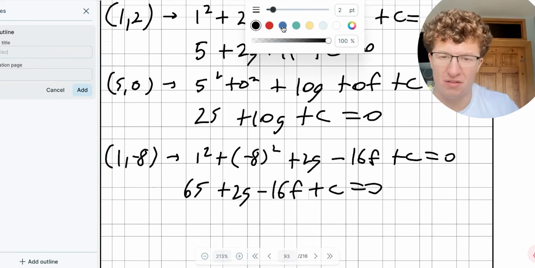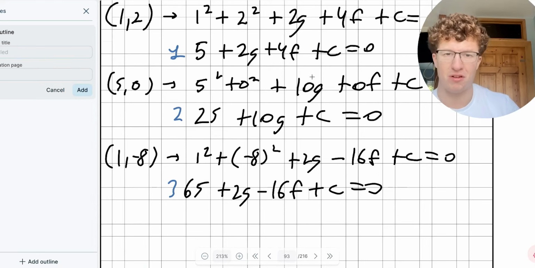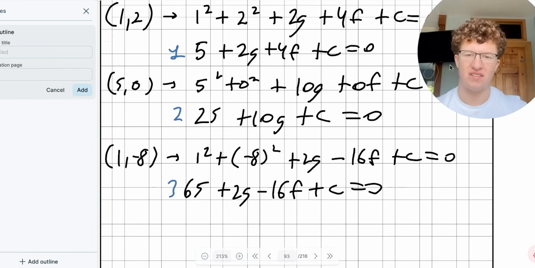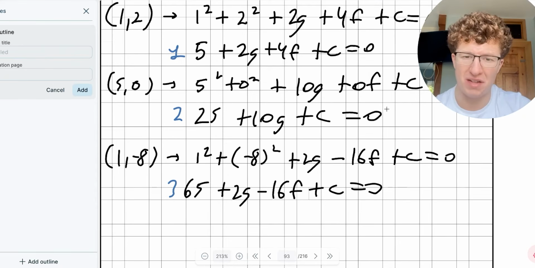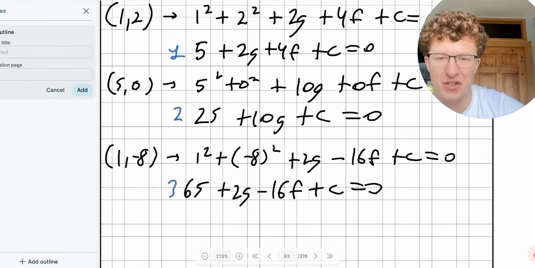So all we've done here is we just filled into our equation. We have these three equations here, 1, 2, and 3. If I gave you these in x, y, and z, you would be able to solve them using simultaneous equations. Just this time we have g, f, and c. So what we're going to do is just do simultaneous equations and get g, f, and c.